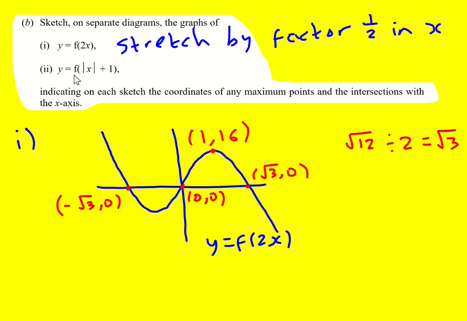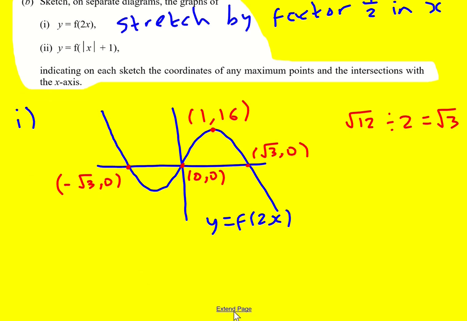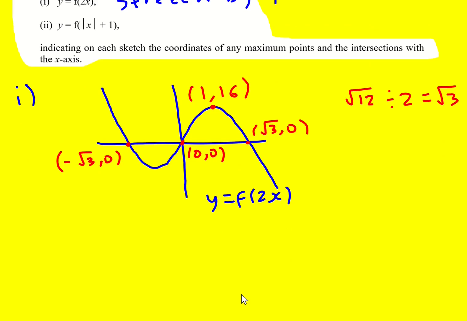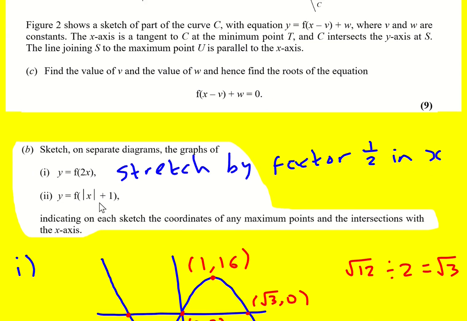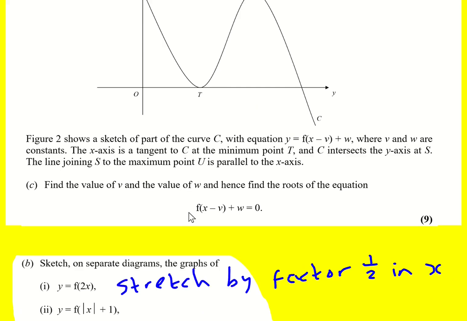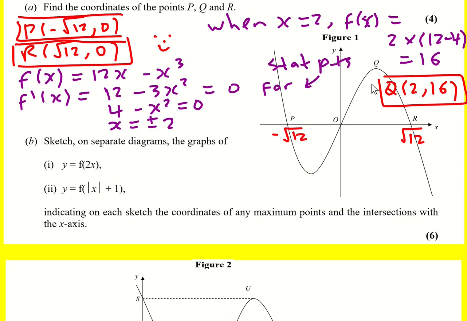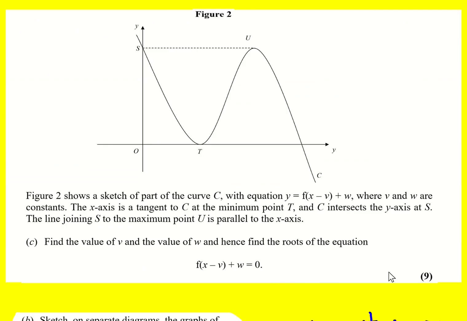Now let's take a look at the second one. This is a lot more complex. So first things first, I'm just going to draw a little mini sketch of y equals f of the modulus of x. For positive x, it's just going to look exactly the same. It's going to come up and down like that.